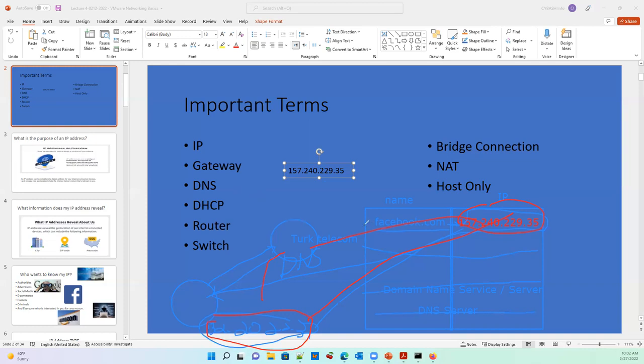Domain is the name of the company. So it is similar to, let's say in a real life example, I want to find one of you. I know your name, but I don't know your address. I don't know your home address, anything. So what I can do is go to your immigration office, if they allow it, and say, I want to find such a person.